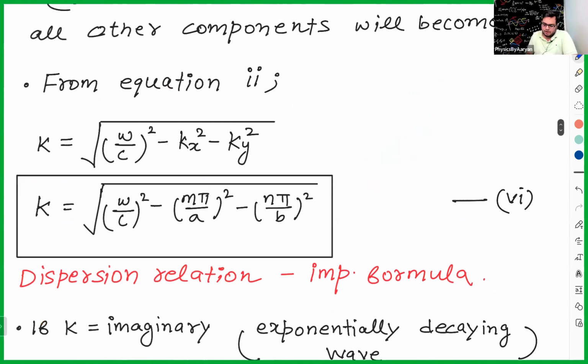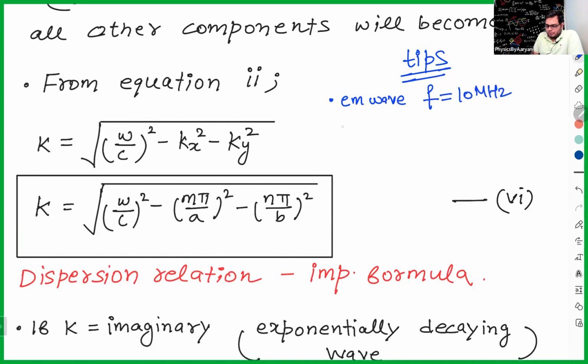So let me give you some tips about electromagnetism. Let's say you have an EM wave, and let's say the frequency of the EM wave is 10 megahertz. Then omega is 2 pi f. And let's say the wavelength of the EM wave is 20 nanometer. Then the wave vector is 2 pi by lambda.